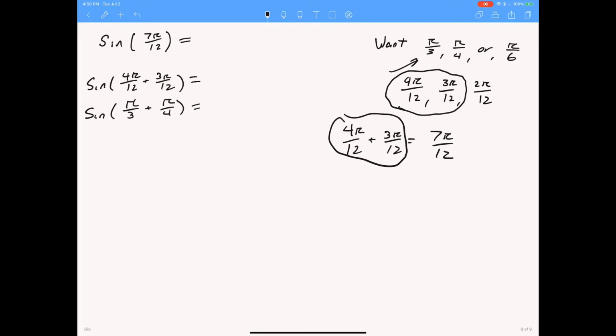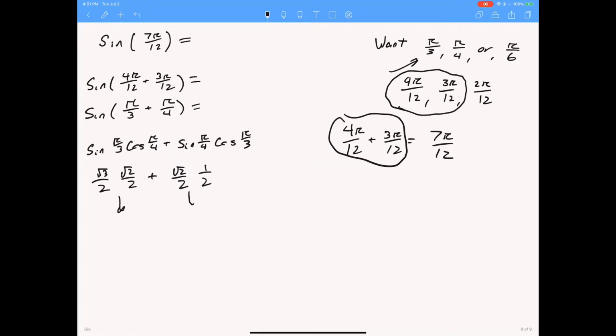And then we apply our sum identity. So that'll be sine of pi over 3, cosine of pi over 4, plus sine of pi over 4 times cosine of pi over 3. And now evaluate. Sine of pi over 3 is root 3 over 2. Cosine of pi over 4 is root 2 over 2. Plus sine of pi over 4 is root 2 over 2. Cosine of pi over 3 is 1/2.